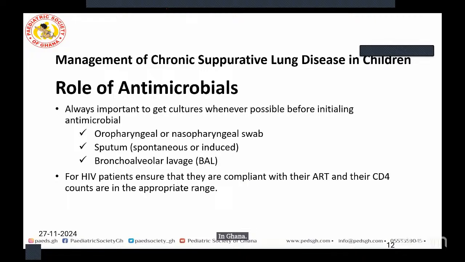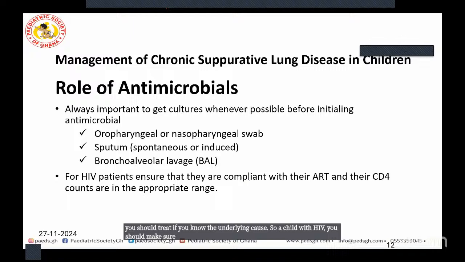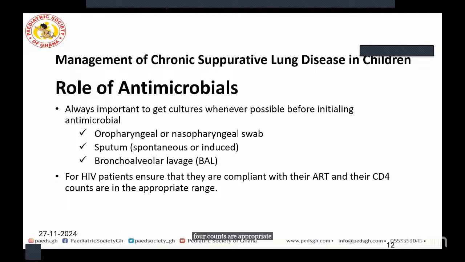We should remember that if you know the cause of the wet cough, the cause of the chronic suppurative lung disease, then you should treat the underlying cause. So a child with HIV, you should make sure that they are taking their ARTs, their CD4 counts are appropriate, because by just treating the HIV properly, the wet cough, the chronic cough will probably go away, and you don't have to do anything else.